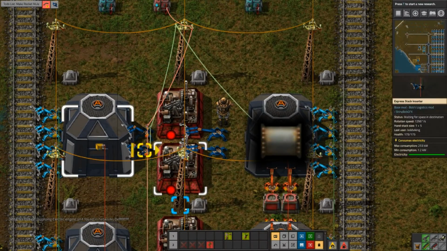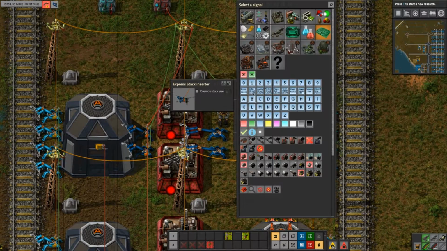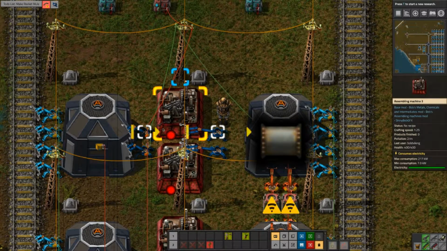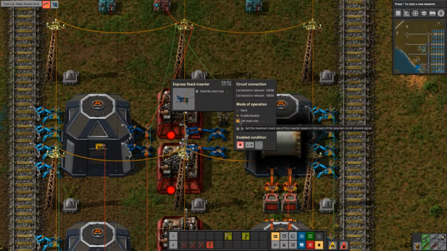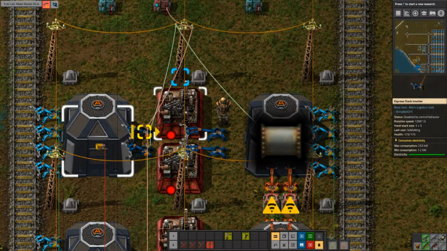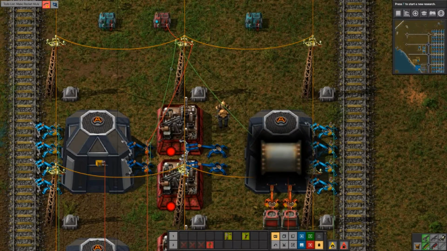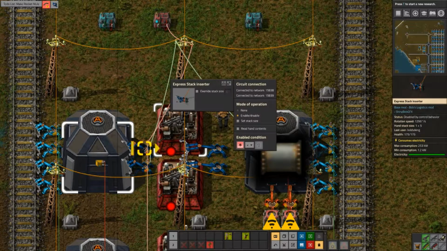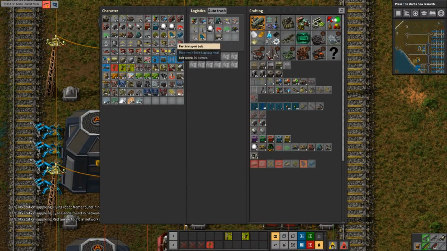So I drop this in, both will lock up. If I set it to anything, both will lock up. However, I only want you to react on pipes. Enable, disable, set stack size, read hand content. I don't think it's possible. It would be possible with two separate networks.